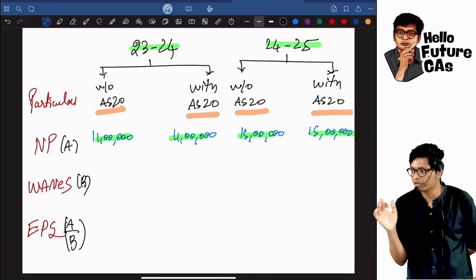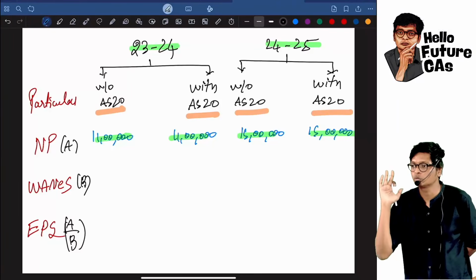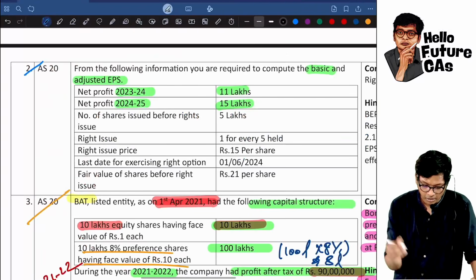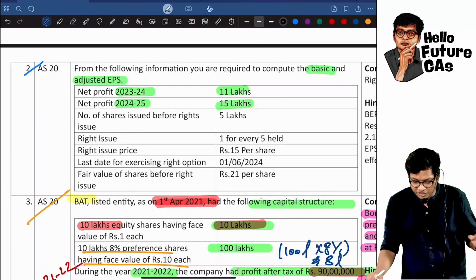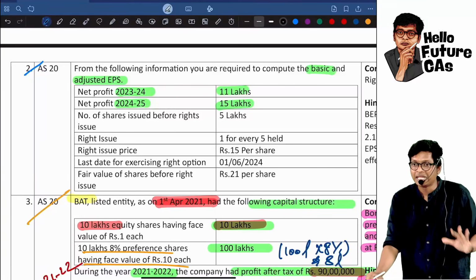I will show you all the 4 cases, but one case the examiner need not do. That is a very easy case. Okay. Now they are saying number of shares issued before rights issue.